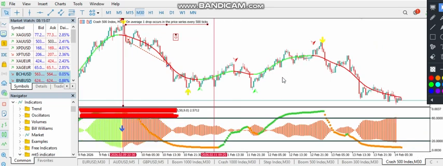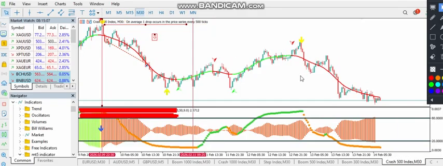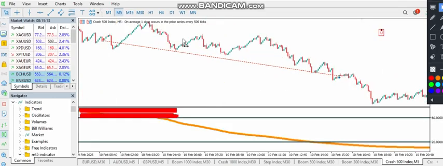Today we can see another trend at this particular zone, but your trend should always be confirmed from your 5-minute time frames.